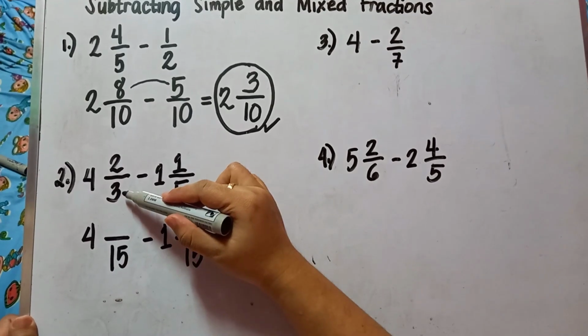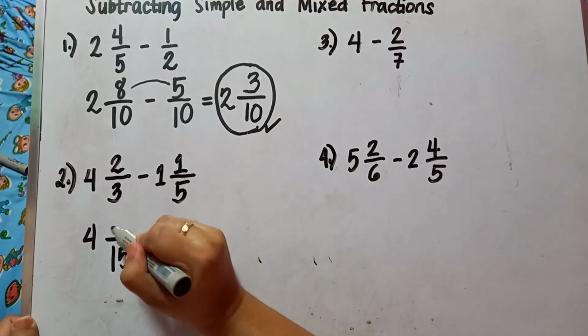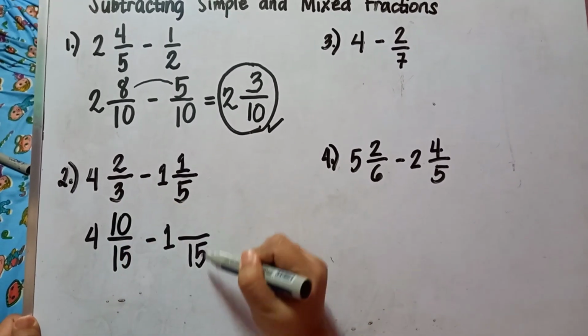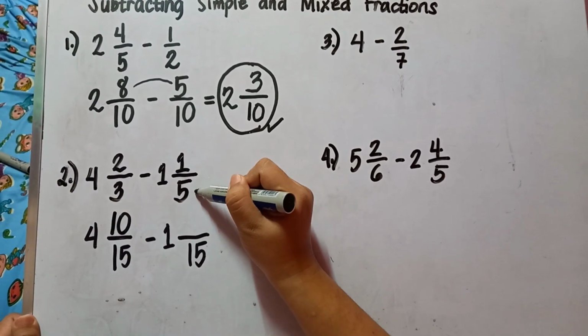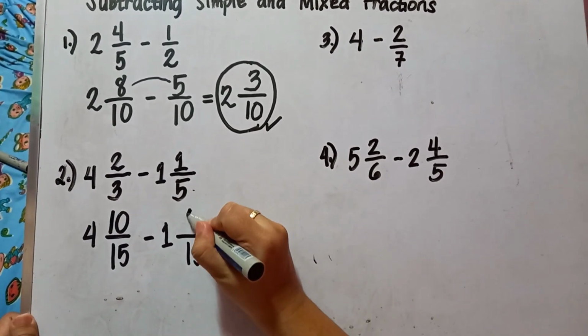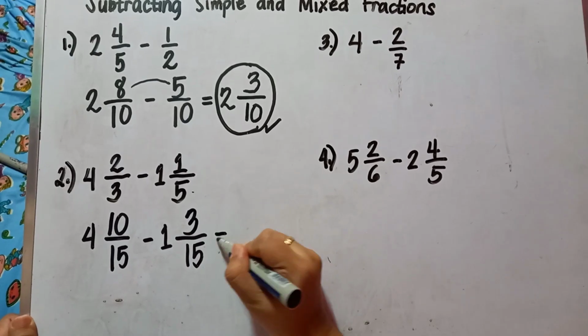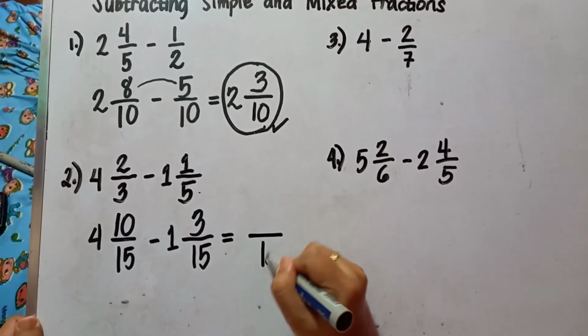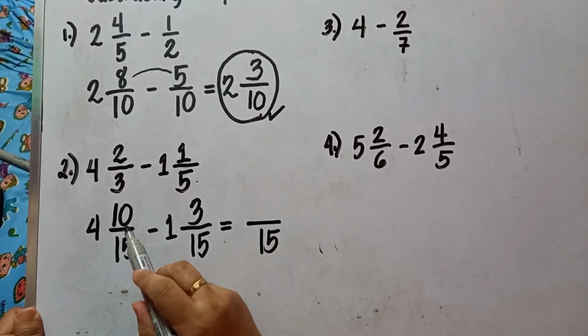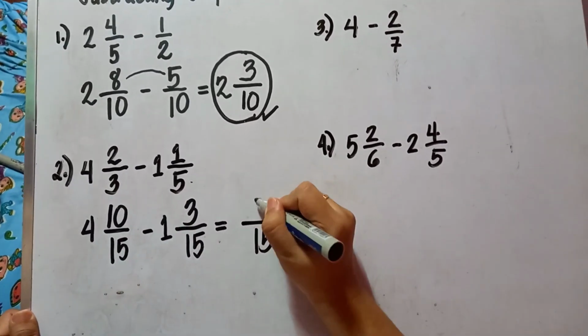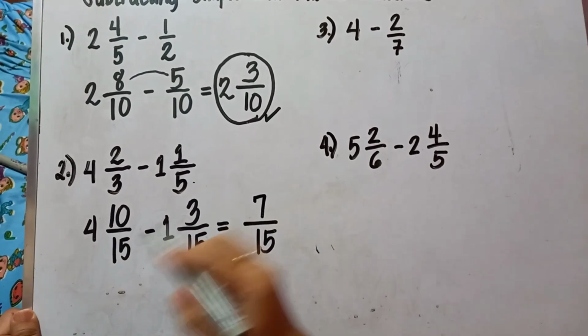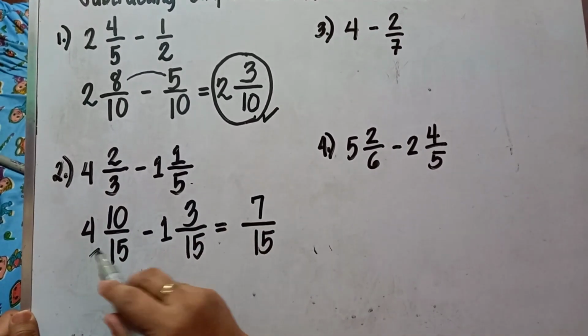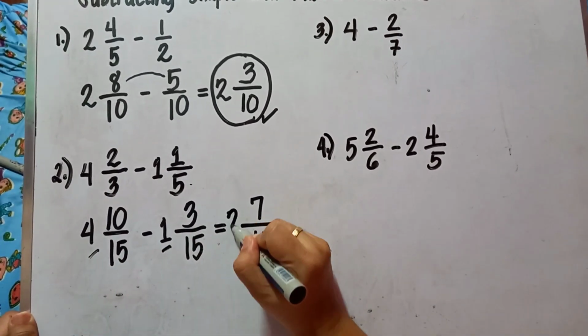15 divided by 3 equals 5 times 2 equals 10. 15 divided by 5 equals 3 times 1 equals 3. We're going to subtract, copy the common denominator which is 15. Subtract the numerators, 10 minus 3 equals 7. Subtract the whole numbers, 4 minus 1 equals 3.